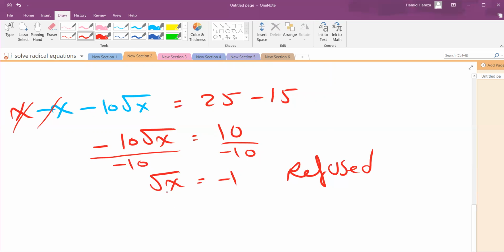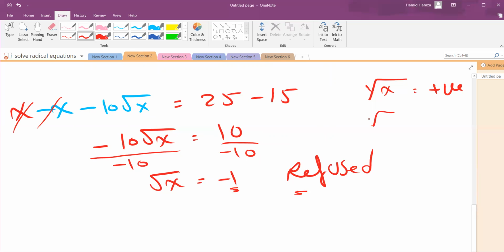Because the root of x must equal a positive number. The root of any letter like this must be positive, but if it equals a negative like this, it will be refused. It's very important in SAT, guys. You must know this point. So the root of a letter like this must be positive. It will not give you a negative answer.